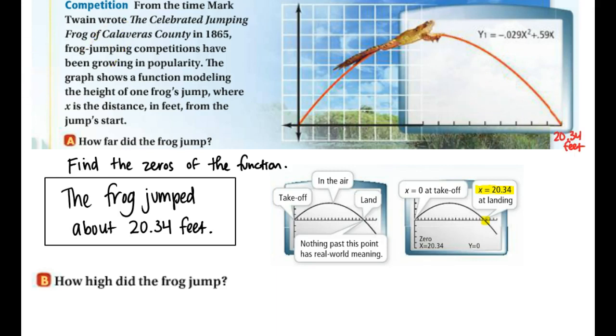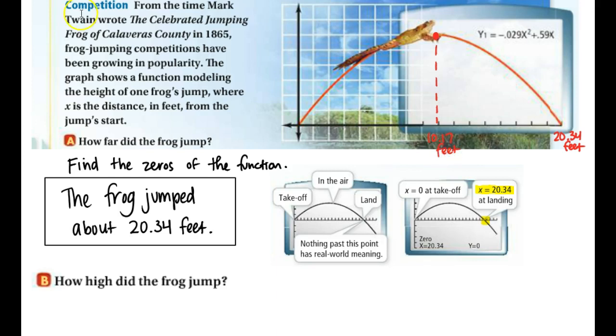So if we're trying to figure out how high did the frog jump, we actually need to figure out the vertex coordinate. So that would be approximately right here. That would be the maximum height of the frog. And the height of that frog is going to be matching with the x value of halfway in between. So halfway of 20.34 feet would be 10.17 feet.